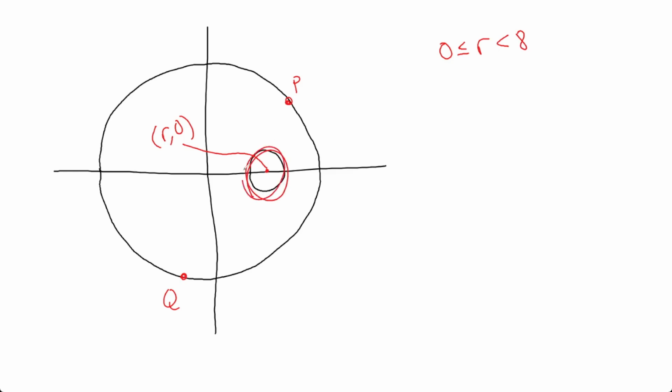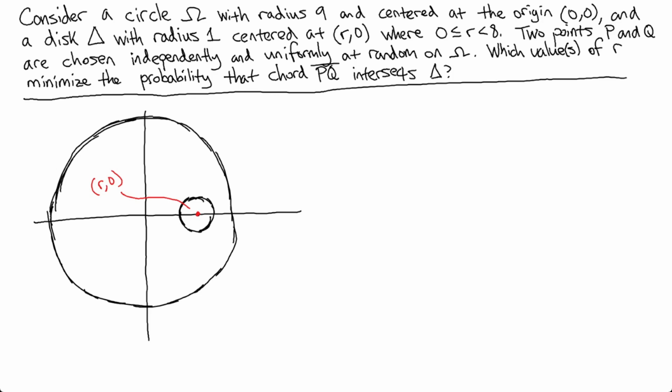For any particular placement of this disk, which is to say for any particular choice of R, there is going to be some probability that we could calculate that the chord generated by the process I mentioned will intersect the disk. And what we would like to do is minimize that probability. Choose a particular value of R that minimizes the probability. Here's the full problem statement if you'd like to pause the video to read it.